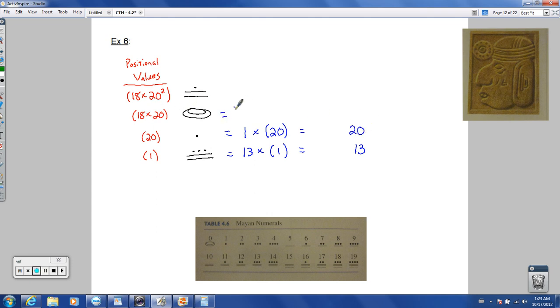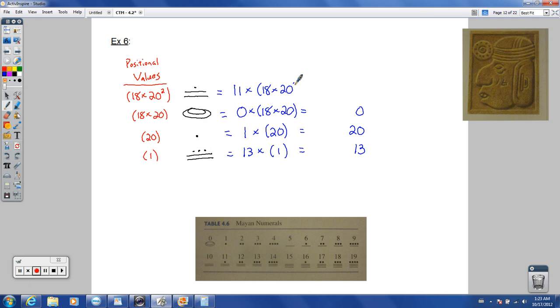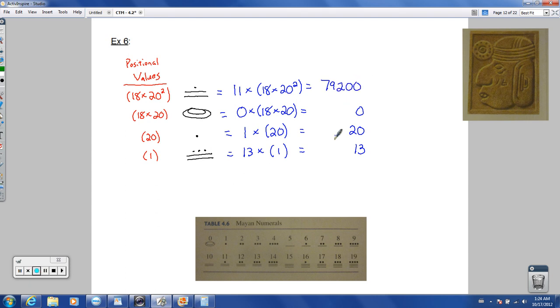How many groups of 360, 18 times 20, do I have? I've got none of those. So this would be 0. I could write 0 times 18 times 20, but 0 times anything is 0. And then how many 18 times 20 squared do I have? This is 11, so I've got 11 of those. 11 times 18 times 20 squared. This would be a good time to use a calculator there to work it out. I've already done that myself, so I got 79,200.